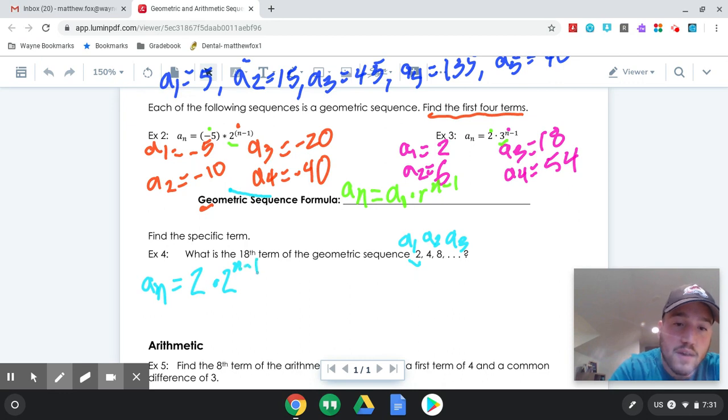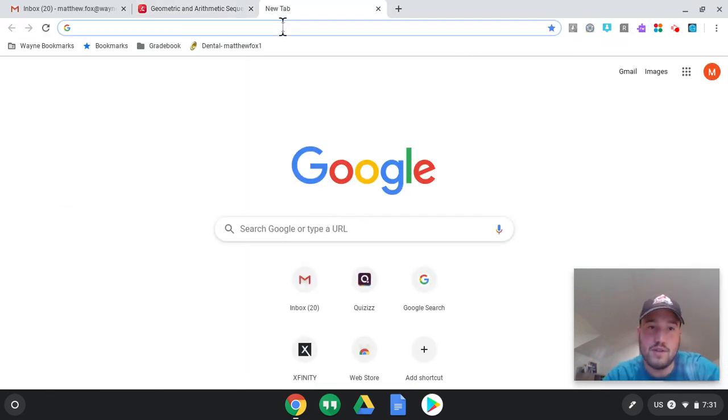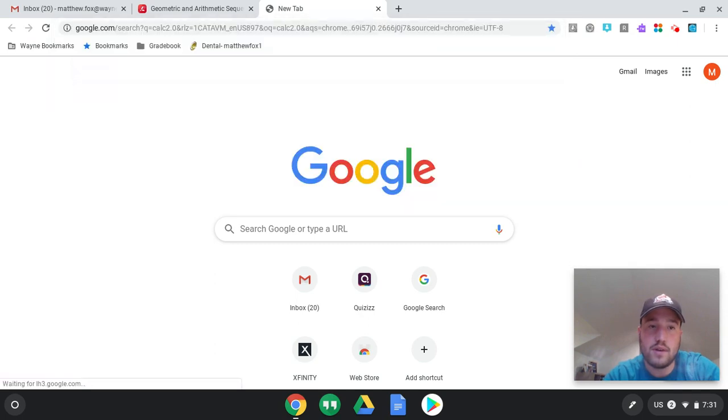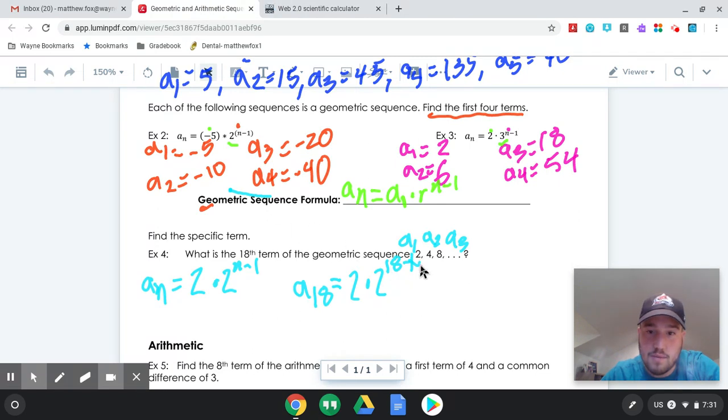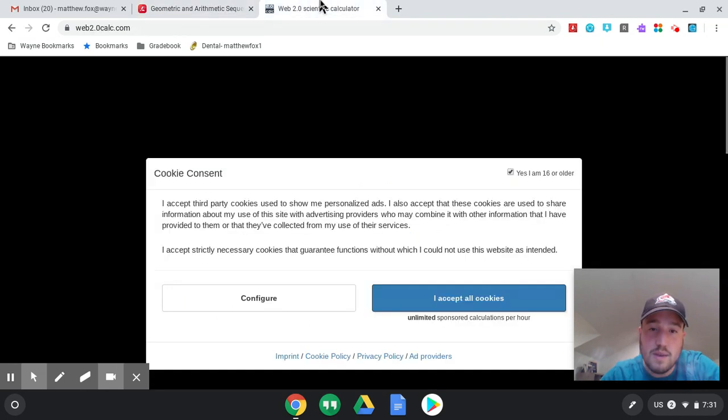And in our case, instead of a sub n, we are trying to find a sub 18, so it'll be 2 times 2 to the 18 minus 1. Now, 18 minus 1 is 17. And I don't expect you to do this in your head, but once again, just go to Calc 2.0, or use your iPhone. Doesn't matter to me. So once again, that's 18 minus 1, which gives us 17. So 2 to the 17th power.